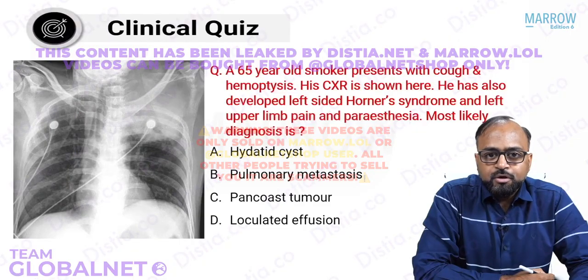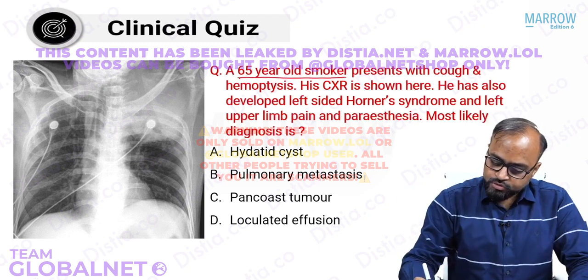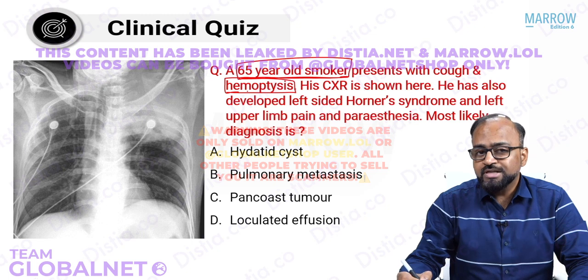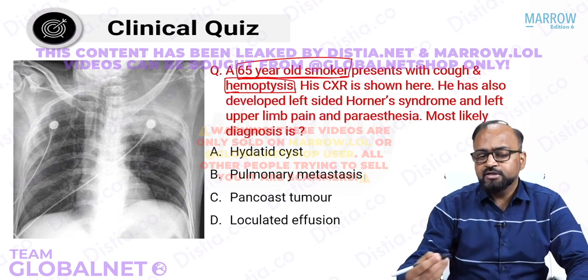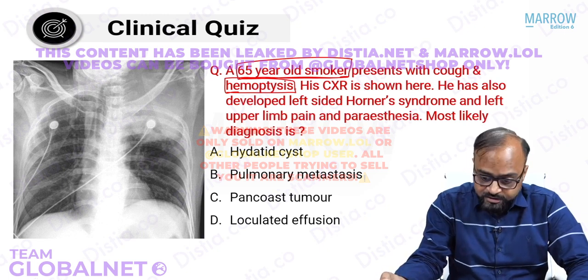Hi friends, look at this question. A 65-year-old smoker, so an elderly smoker, presents with cough and hemoptysis. This is actually a stereotype. Elderly smoker presents with cough, hemoptysis. Probably it is pointing towards a malignancy.